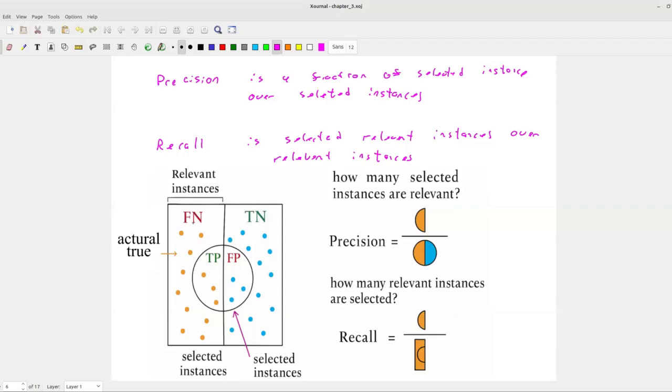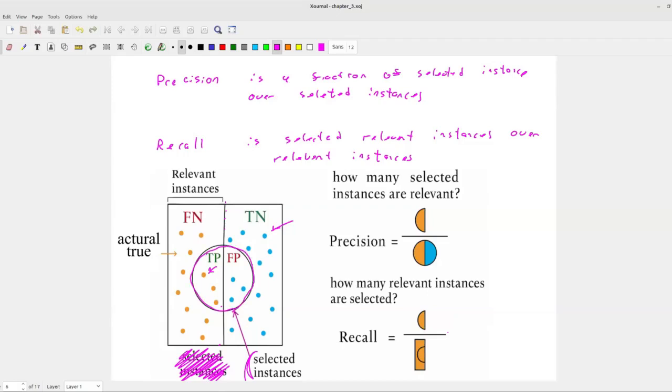So we have relevant instances. That's what's going to be on the right-hand side here. So these are actually true instances, and they're denoted by kind of an orange circle. And then we have the actual false instances, so actually not true, and those are going to be blue circles. And then we have our selected instances, which is what's inside of the circle. That figure is updated in the text. I don't know why it's not here, but that's okay.